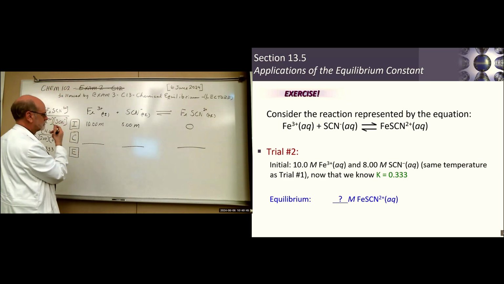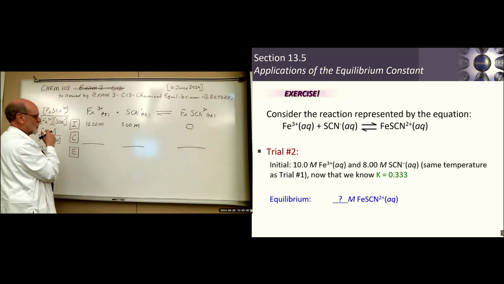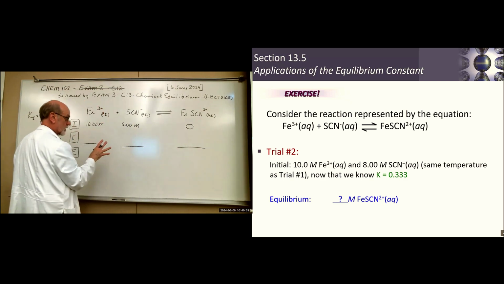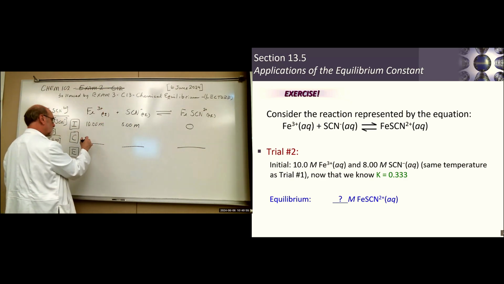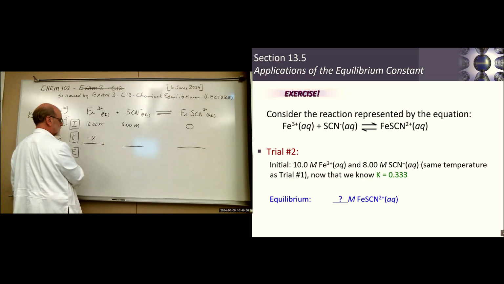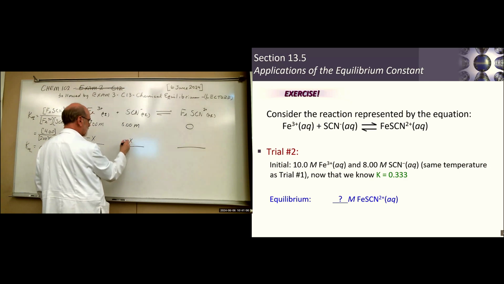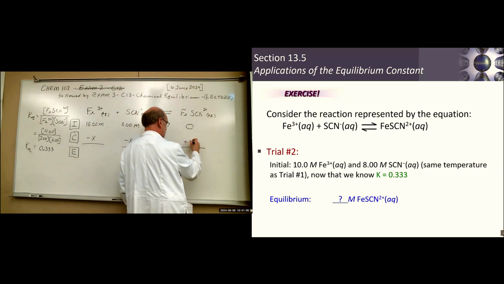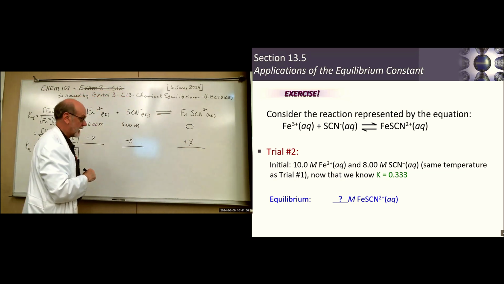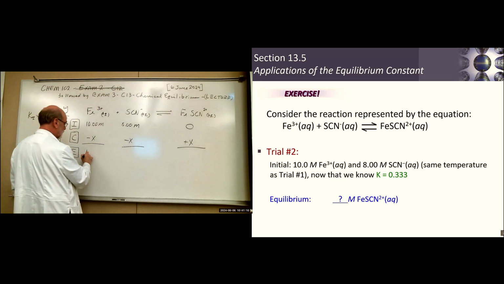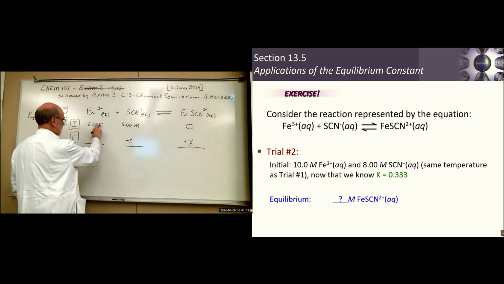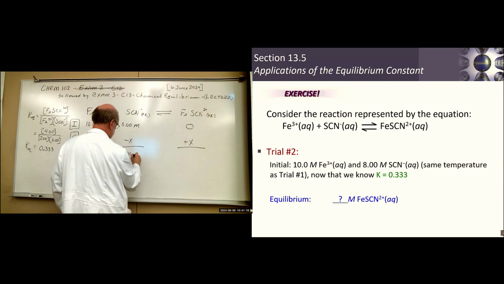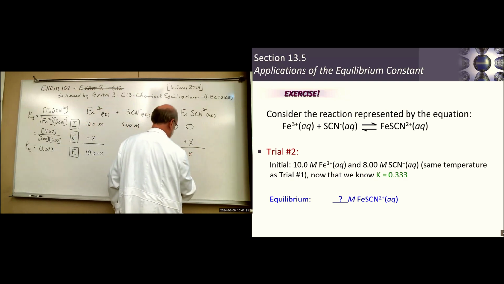Scratch my head for a second. We're going to lose some of this and lose some of that and produce it over here, right? So the stoichiometry says that we're going to lose some of this and we're going to lose exactly the same amount of that. But we're going to end up adding over there that amount. So now we have, at equilibrium, 10 minus X and 8 minus X, and this is X.